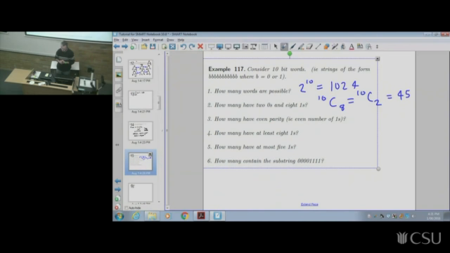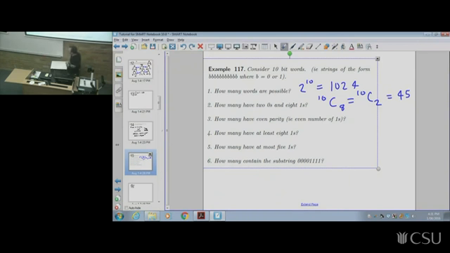So how many of them have 10 ones? Same idea. You'd either do 10 choose 10, just choose all 10 of them to be the ones. If you're doing a calculator, what do you reckon the answer's going to be? One. There's only one way of getting 10 ones: 1, 1, 1, 1, 1, etc.